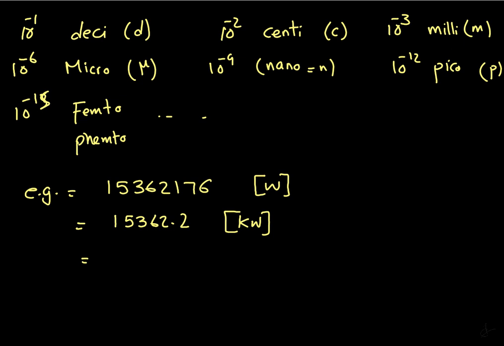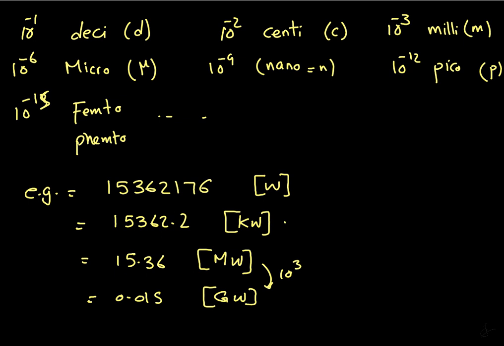Then I can divide that kilowatt value by another 3 digits, right? So it's going to be 15.36. So now I move that decimal point 3 digits, right? That's dividing by another 1000, so I have to multiply by 1000. It becomes 10 to the 6. So this is going to be actually megawatts. I can write this as 0.015 gigawatts, right? So it takes 1000 from here, 1000 from here, 1000 from here, and so on.